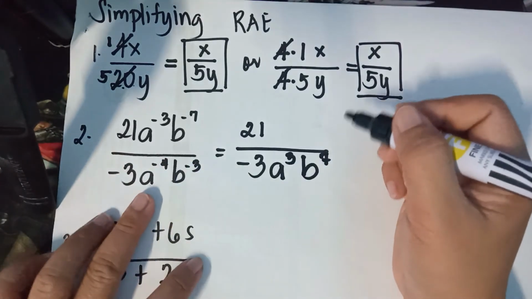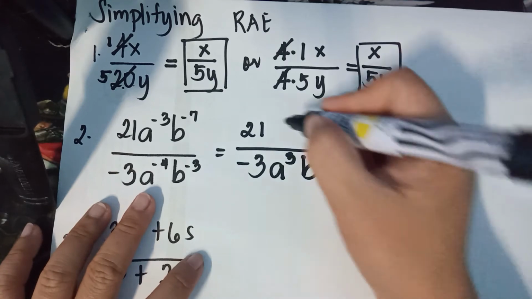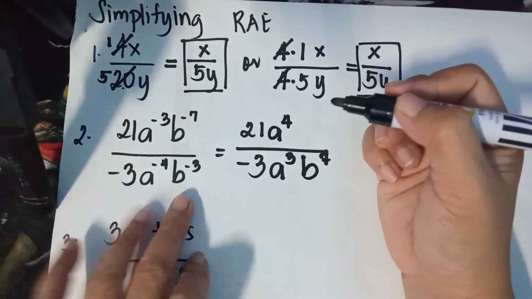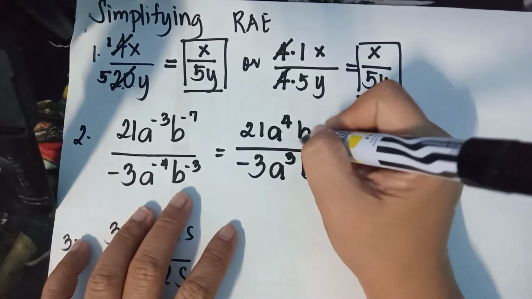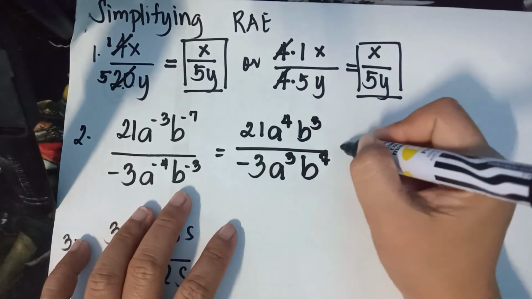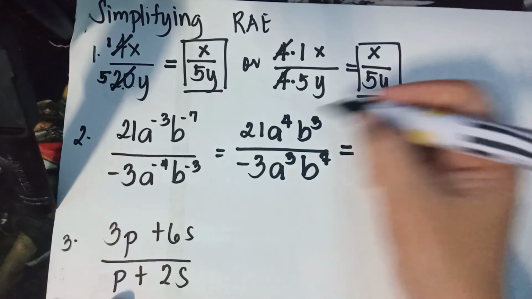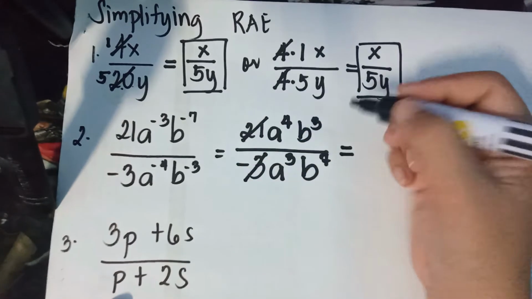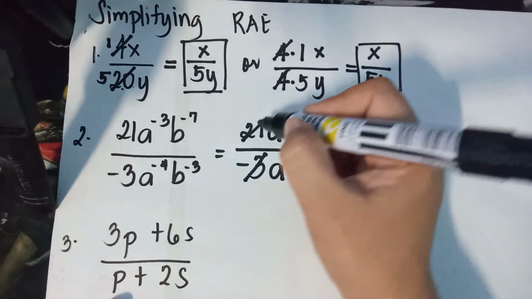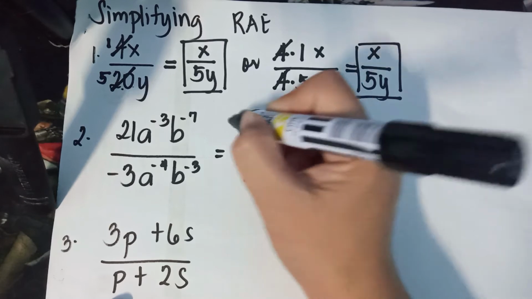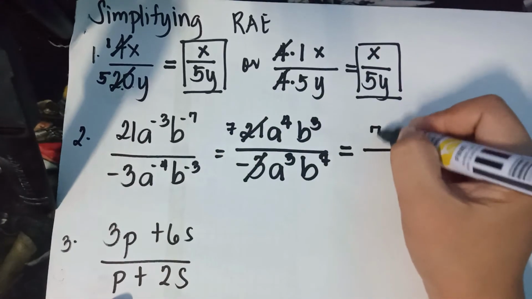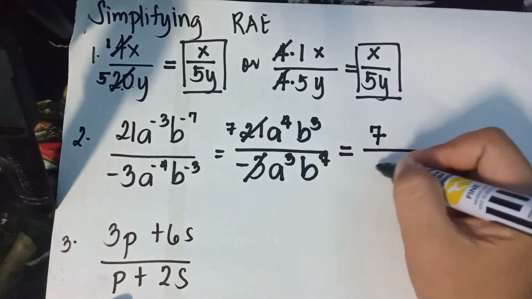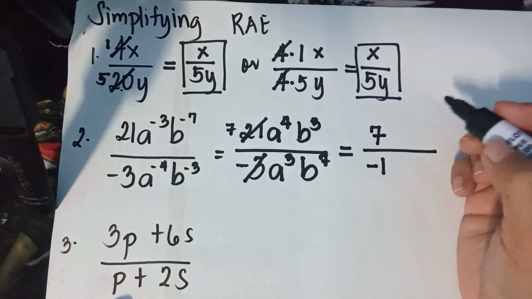Next, we have a raised to negative 4. To make it positive, change that to numerator. That will become a raised to 4. b raised to negative 3 will become b cubed. Then proceed with division. 21 divided by negative 3. Of course, we have 21 divided by 3 is 7. Next, negative 3 divided by 3, that is negative 1.